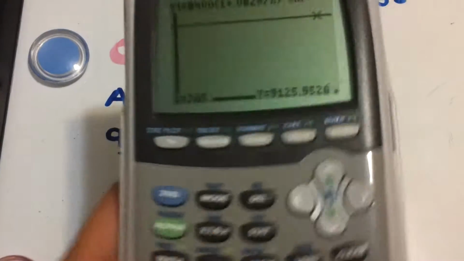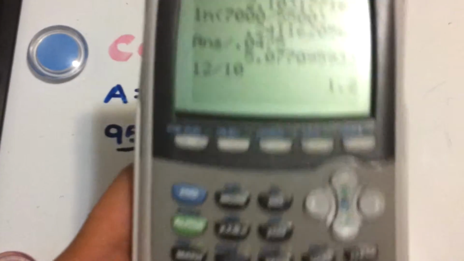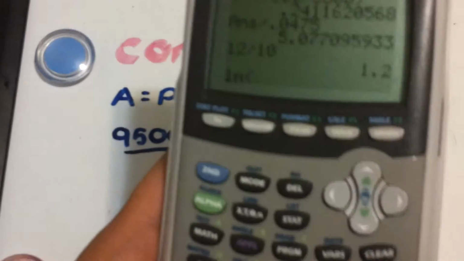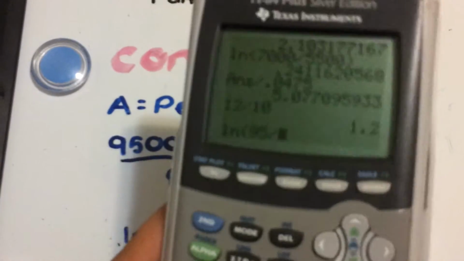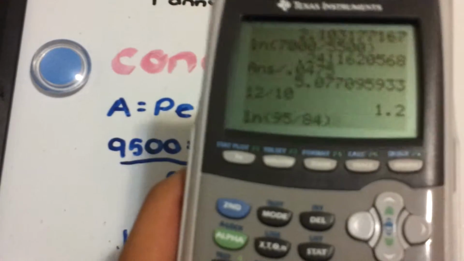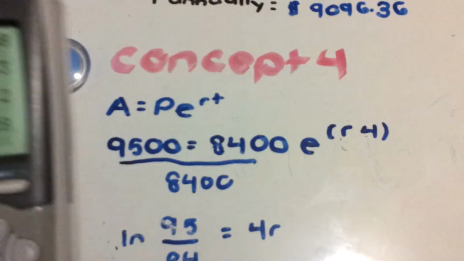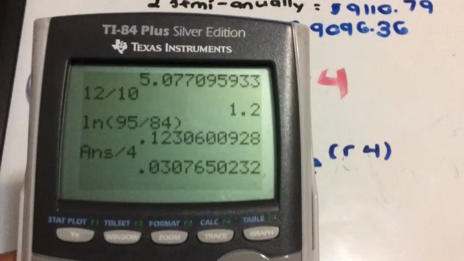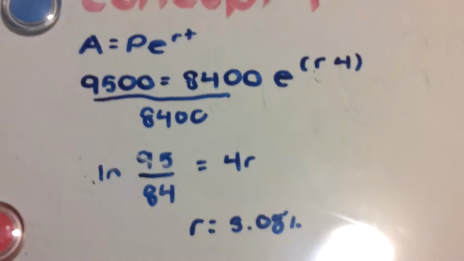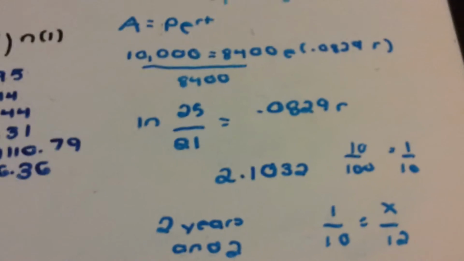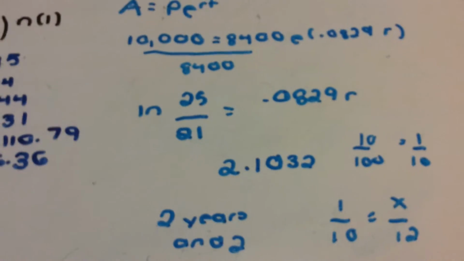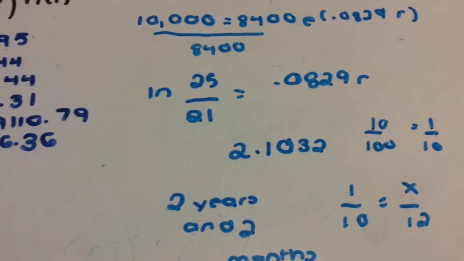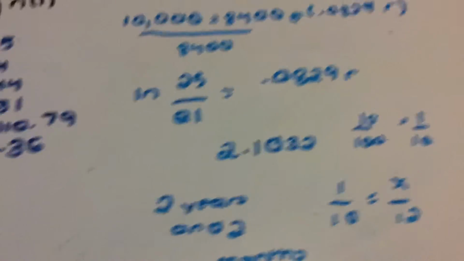So you push that into your calculator: ln of 95 divided by 84, and you would get that, but you have to divide by 4, which should give you that, and turn that into a percent, and that's a 3.08% rate. And for concept 5, you're trying to find the amount of time that he should leave his money in the account if he wants $10,000 from the interest alone.